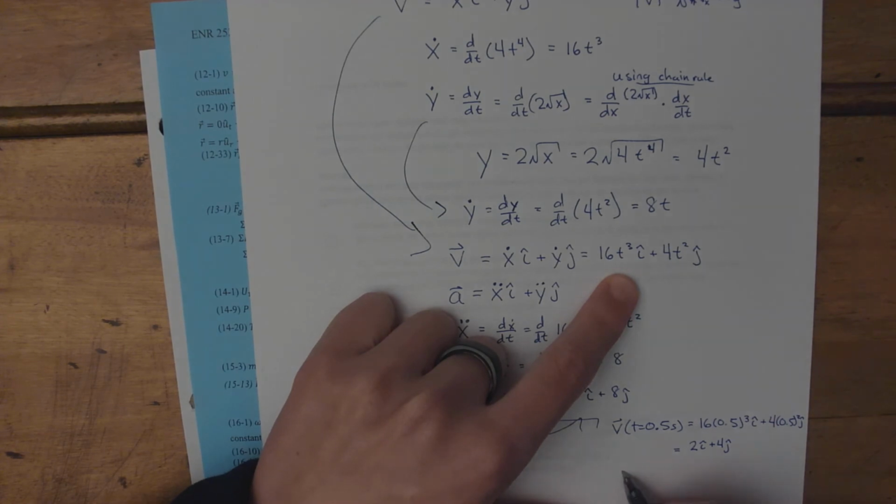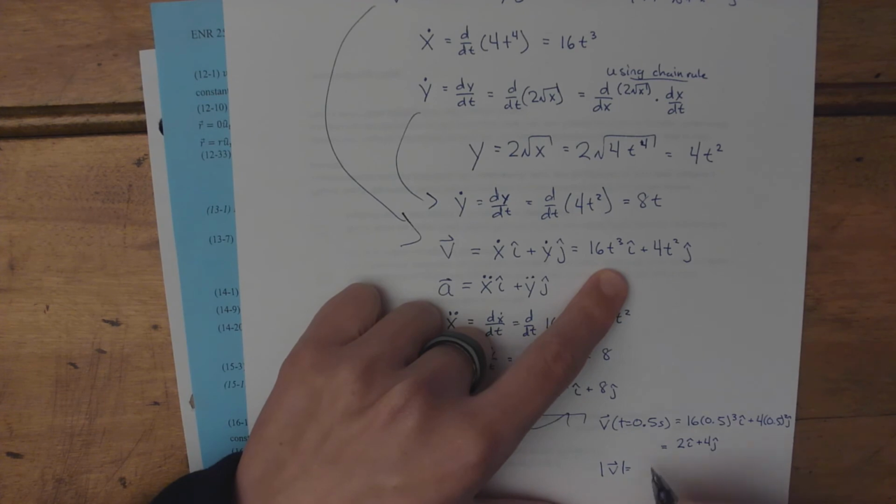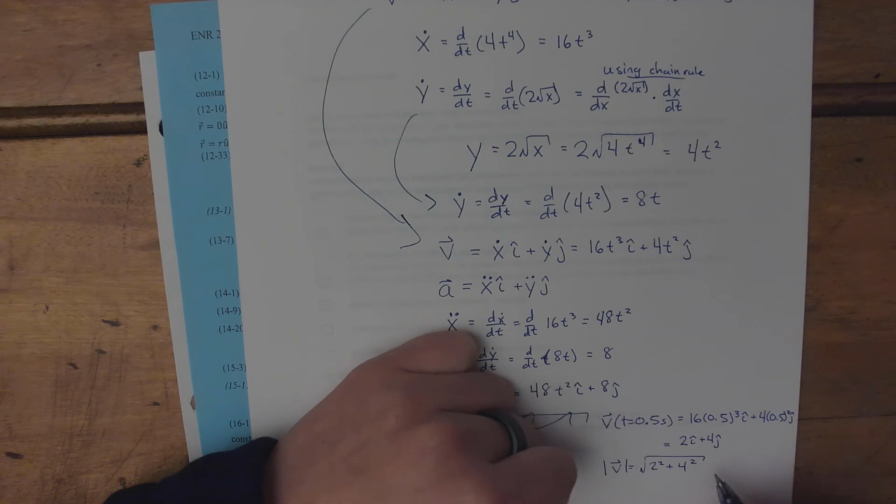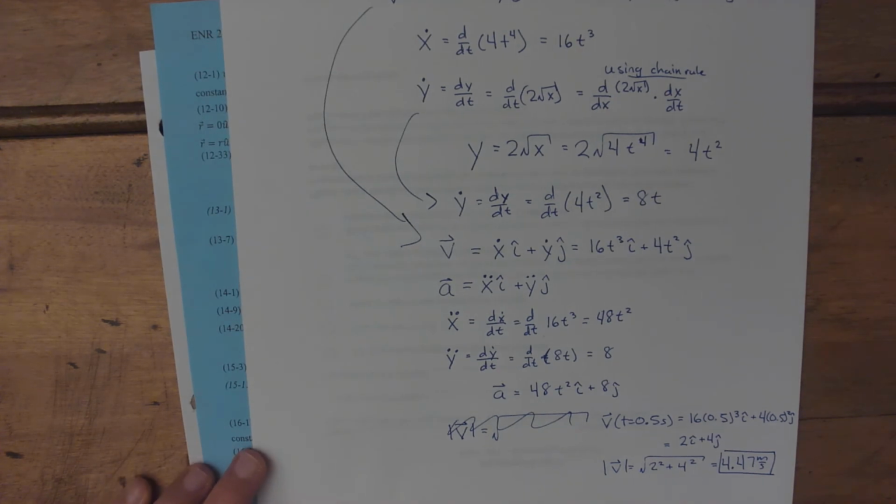Okay, so then to find the magnitude, that would be the square root of 2 squared plus 4 squared, and that would be 4.47 meters per second. So there we have the magnitude of the velocity.